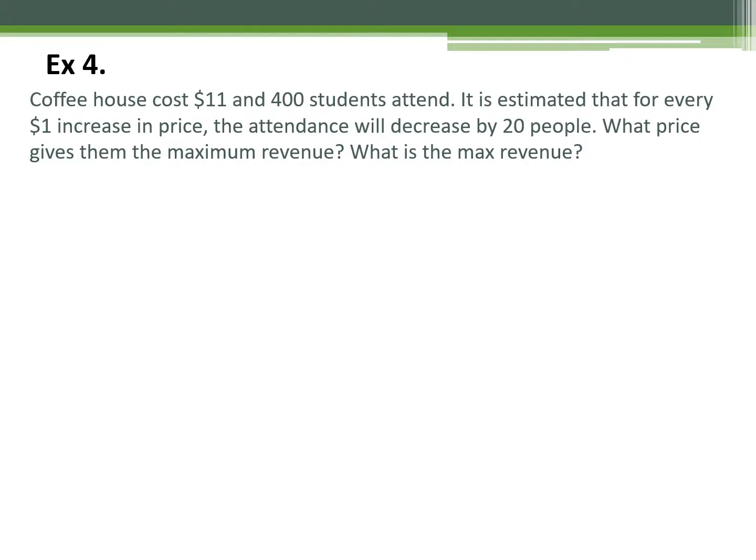Our last example, if you had me for grade 10, I stressed that this was one of my personal favorites. It still is my personal favorite in grade 11, so I would know how to do a question like this. Coffee house costs $11, 400 students attend. It is estimated that for every $1 increase in price, the attendance will decrease by 20 people. What price gives them the max revenue, and what is the max revenue?